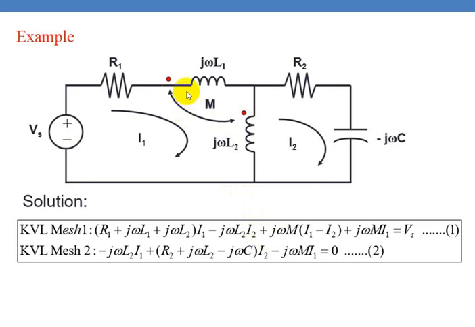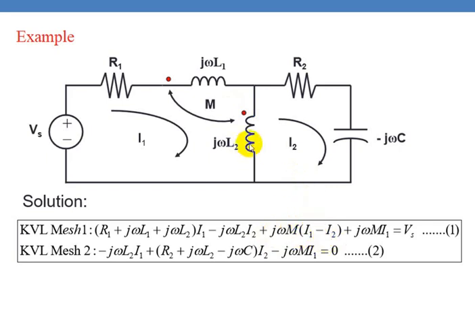So how do we find the sign? When the currents are entering the dotted terminal in both coils, or leaving at the dotted terminal in both coils, you write plus. If in one coil it is entering and in another coil it is leaving, you write minus. In this case I1 is entering here, and the current in this inductance we have written as I1 minus I2. Since I1 is considered positive, this current is also entering the dotted terminal. Therefore we write plus j omega M into I1 minus I2.